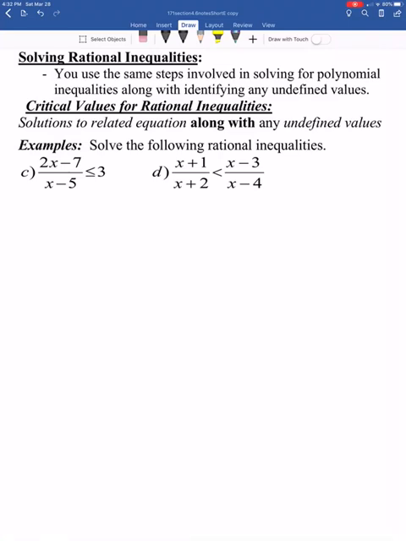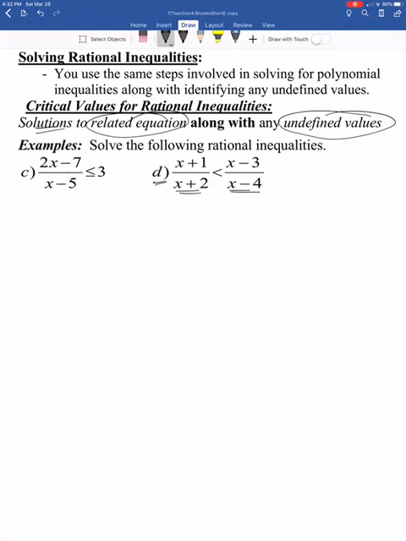Okay, let's take a look at the last example here, example D. Let's solve this rational inequality. And remember, we've got to find the solutions to the related equation, so our zeros, along with any undefined values. And I'm going to go ahead and do that first.